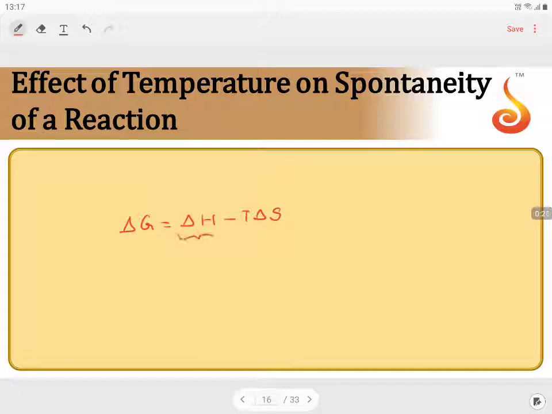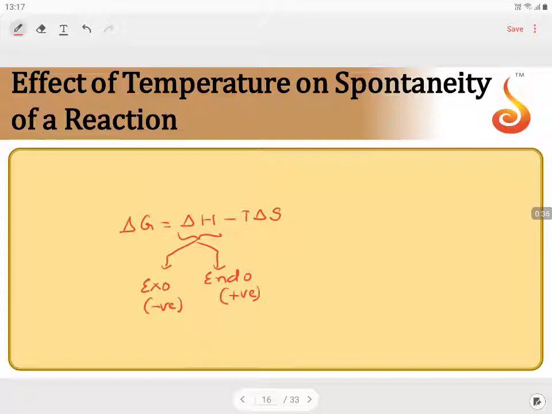Delta H can have two options: a process can be exothermic, or a process can be endothermic. If a process is exothermic, delta H is negative; if endothermic, delta H is positive.